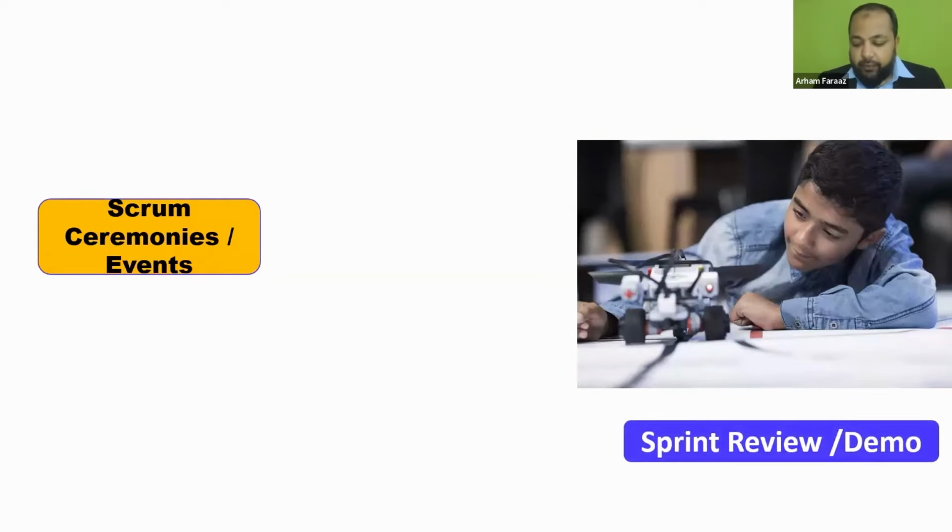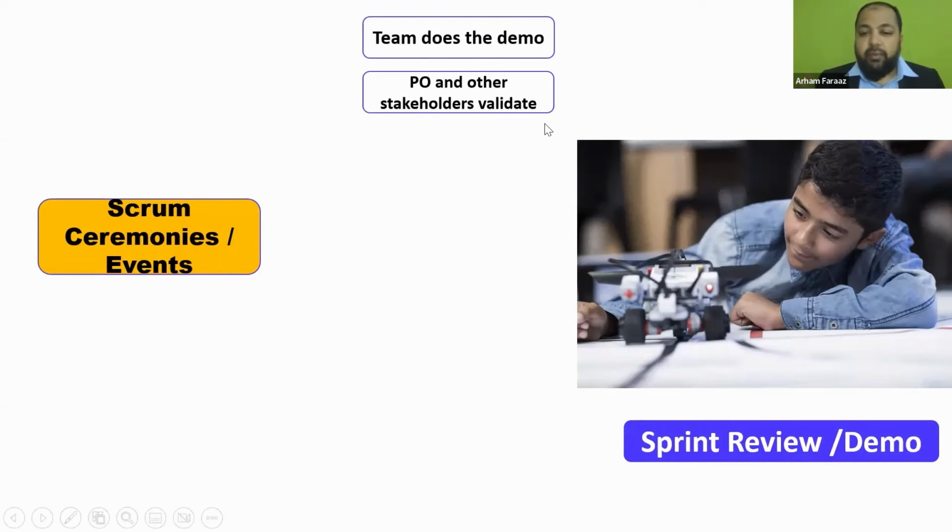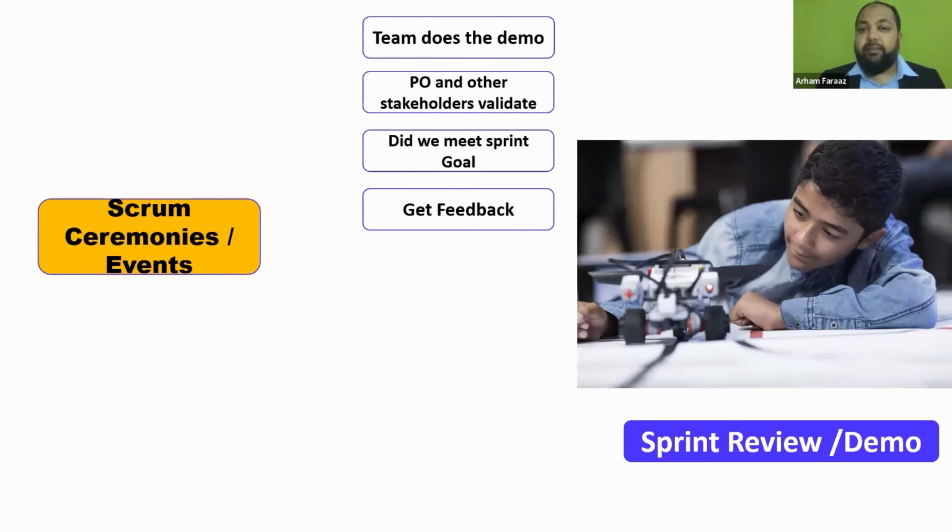Let's go to the sprint review. Sprint review is very, very important because in this meeting, we are actually seeing what the team is going to demo. The team does a demo of the working software. This is what we have built, and this is how it looks, right? And then the PO and other stakeholders will come and validate. In the sprint demo, we are also looking at, did we meet the sprint goal? That's also looked into, and then we get feedback from the PO, from the users. Have we met the sprint goal or not?